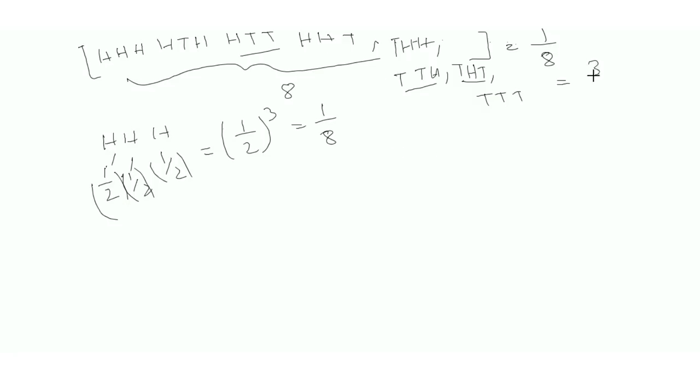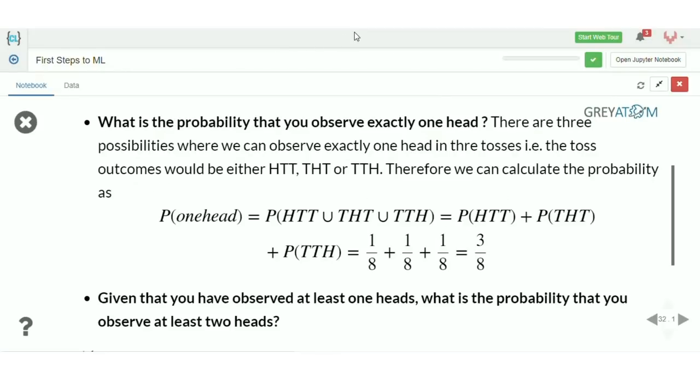So the answer would be 3 by 8, which you can verify just from the examples here, right? So this, this, and this. These are three possible outcomes, each 1 by 8. You can calculate the probability that way.